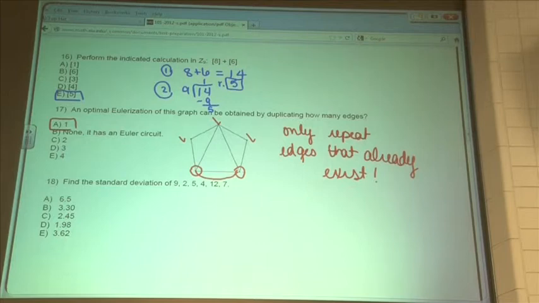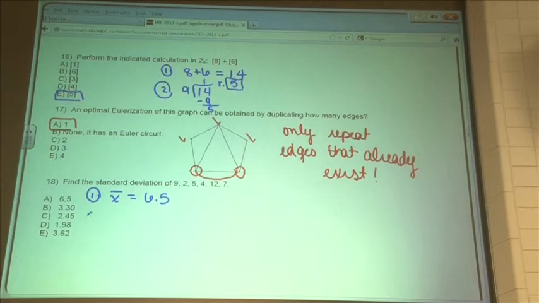Okay. Find the standard deviation of those numbers. What's the first thing you have to do when you calculate standard deviation? Find the mean, so find x bar, the mean. So on your calculators, 9 plus 2 plus 5 plus 4 plus 12, plus 7, and we divide that by 6. I've got a mean of 6.5. Still with me?